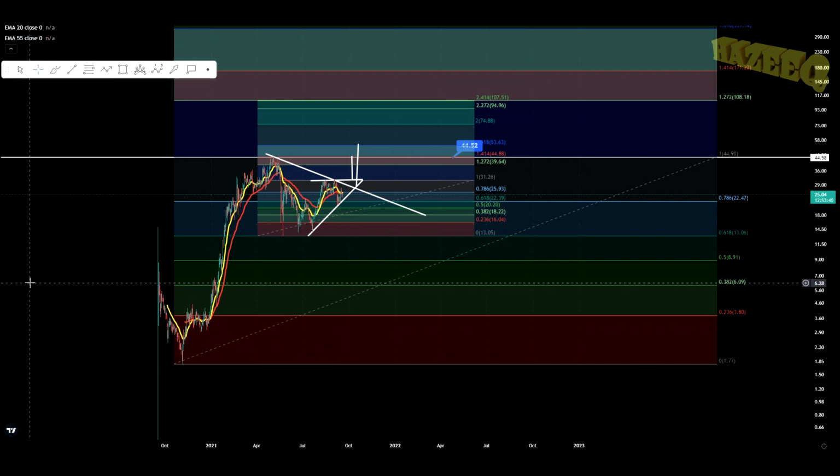Today we're taking a look at Uniswap, specifically Uni against USDT.